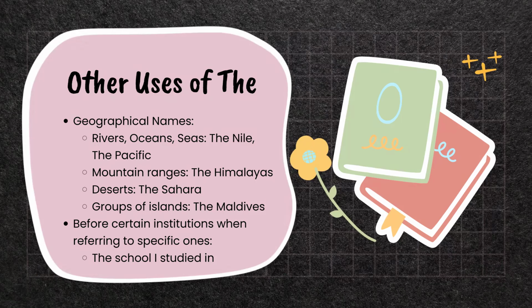Geography gives us some of the most tested rules on articles. We use the with rivers, for example, the Nile; oceans, the Pacific; mountain ranges like the Himalayas; deserts, the Sahara; and groups of islands, the Maldives. However, we don't use it with singular mountains or continents. Also, when we speak about institutions, the school I studied in, we use the only when we mean a particular one, not the institution in general.